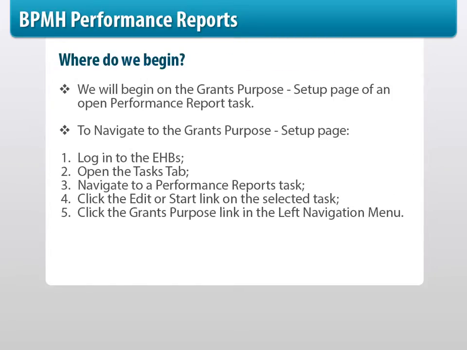We will begin on the Grants Purpose Setup page of an Open Performance Report task. To navigate to the Grants Purpose Setup page, log into the EHBs. Open the Tasks tab. Navigate to a Performance Reports task. Click the Edit or Start link on the selected task. Click the Grants Purpose link in the left navigation menu.